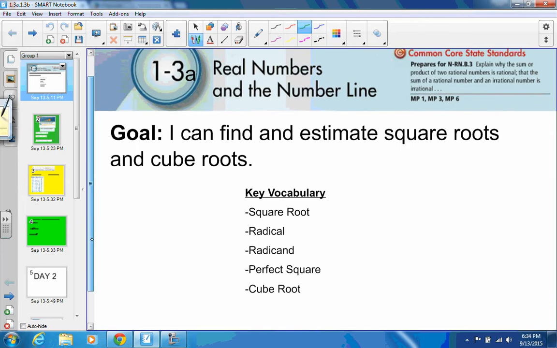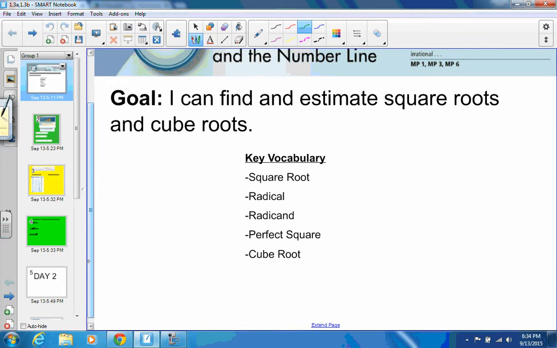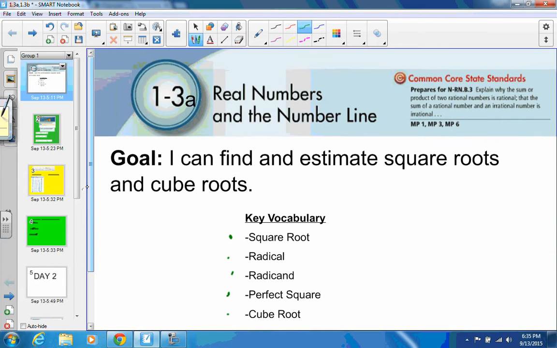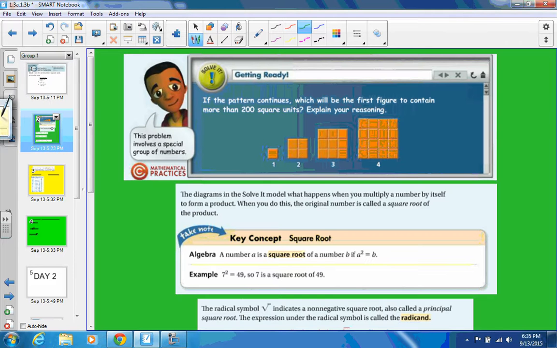I'm going to try and keep it quick. I know videos can drag on, but here's our key words for today. We've got square root, and then with that we're going to have radical, radicand, and perfect square. And then the last one is cube root. Okay, very similar, but just slightly different than square roots. So make sure that goal is written down, self-assess yourself, and let's start taking some quality notes here.